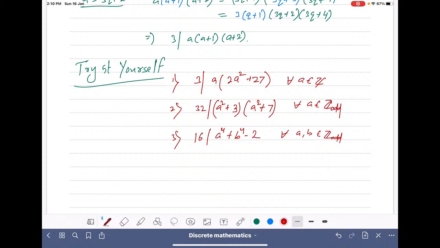So that is all for today. We'll discuss greatest common divisor and its applications in the next class.